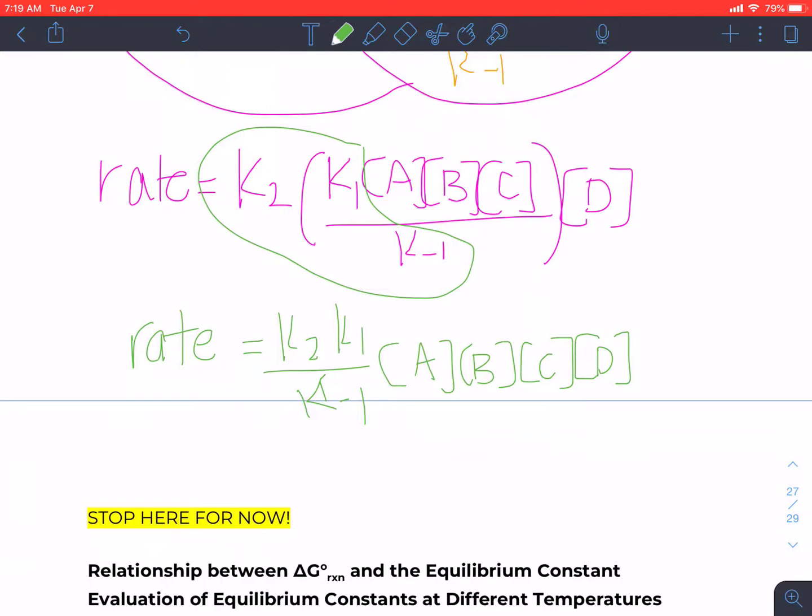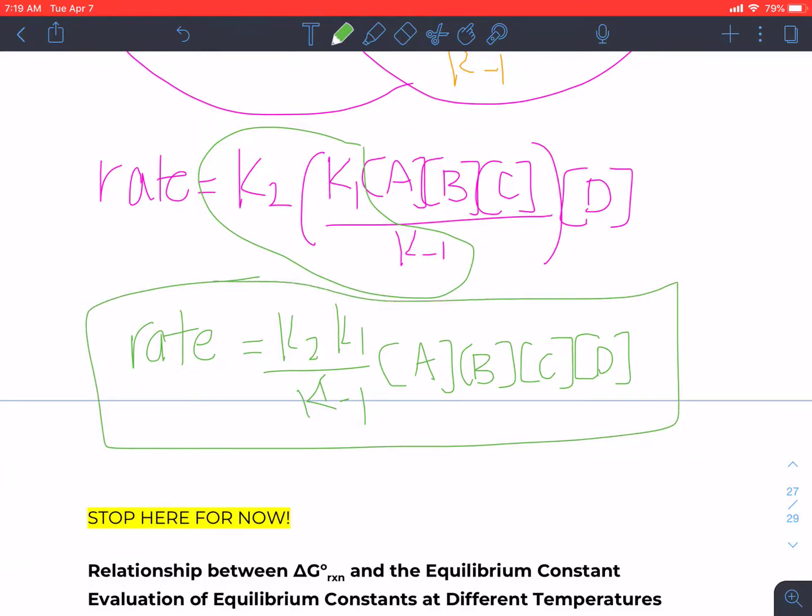If there was another intermediate in our rate law, you would do the same thing to substitute it out. But this would be our final answer. So not much too different.